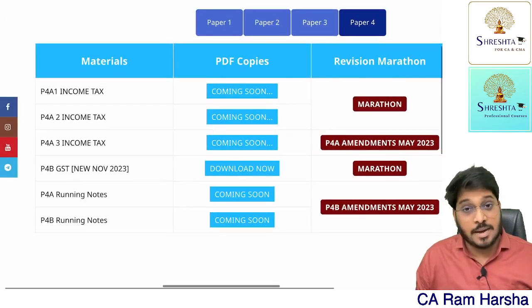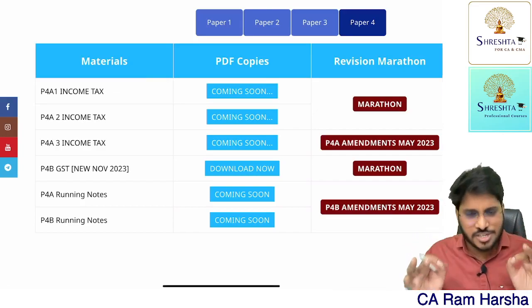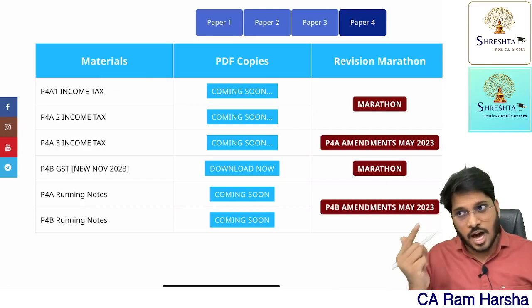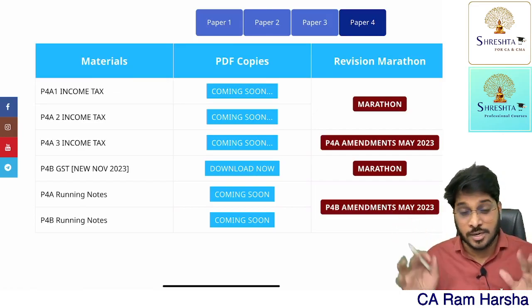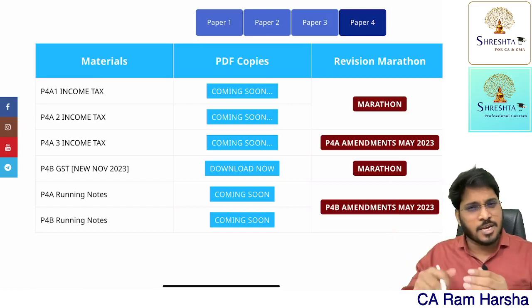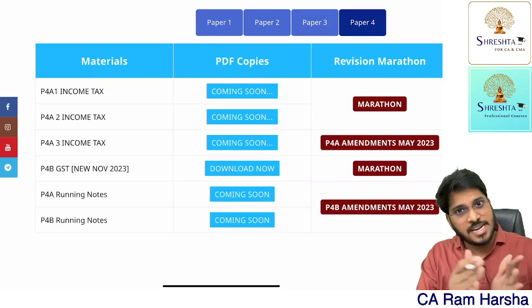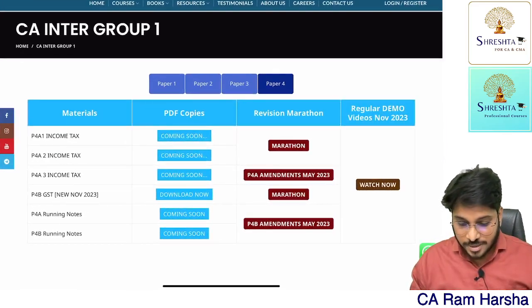GST is completely updated for November 2023. You need not look at any RTP. If you download this GST material, that's it. The RTP for the November attempt will come, right? So in that, if any amendments are there, you just need to read them. For GST, I think there is no material available in the market which is the latest applicable for November 2023 with completely amended provisions. So we have given that PDF, which is free. You can download the PDF, simple.